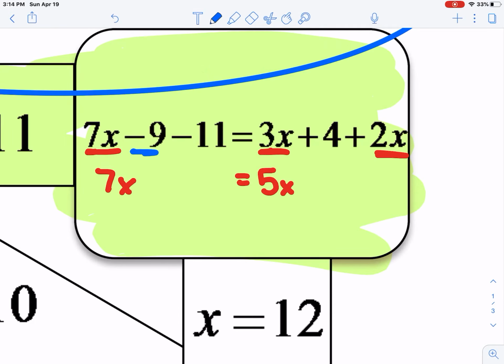Then same idea with your constants. Okay, on my left, this time I have two constants, -9 minus 11. So since I have two minus signs, remember, just add those together normally. So 9 and 11 is 20, but we got to make sure we keep that negative sign. And then over here on the right, we're just going to keep our +4.